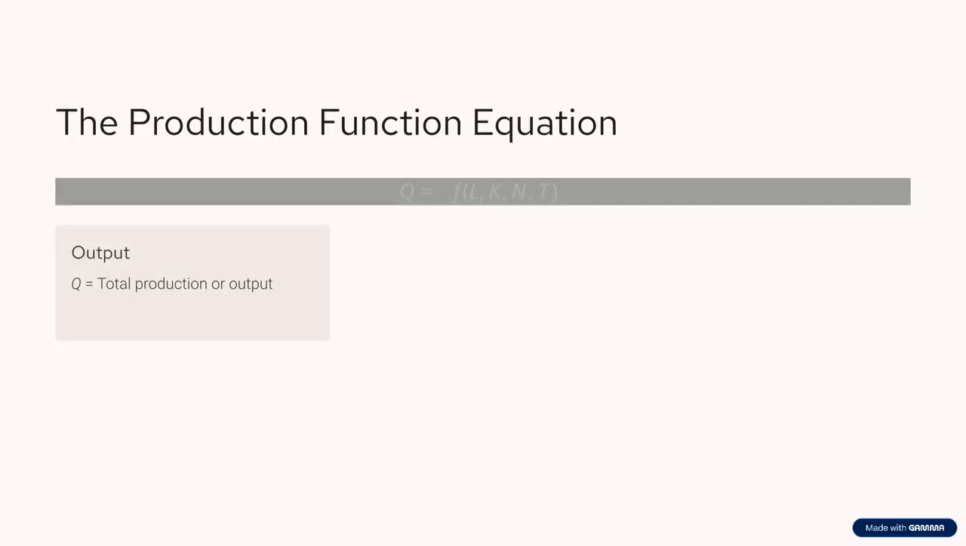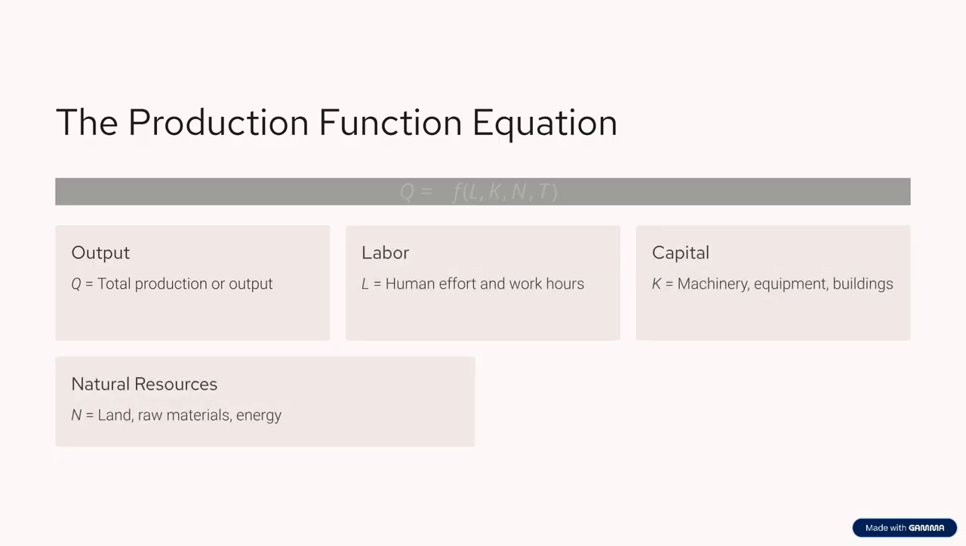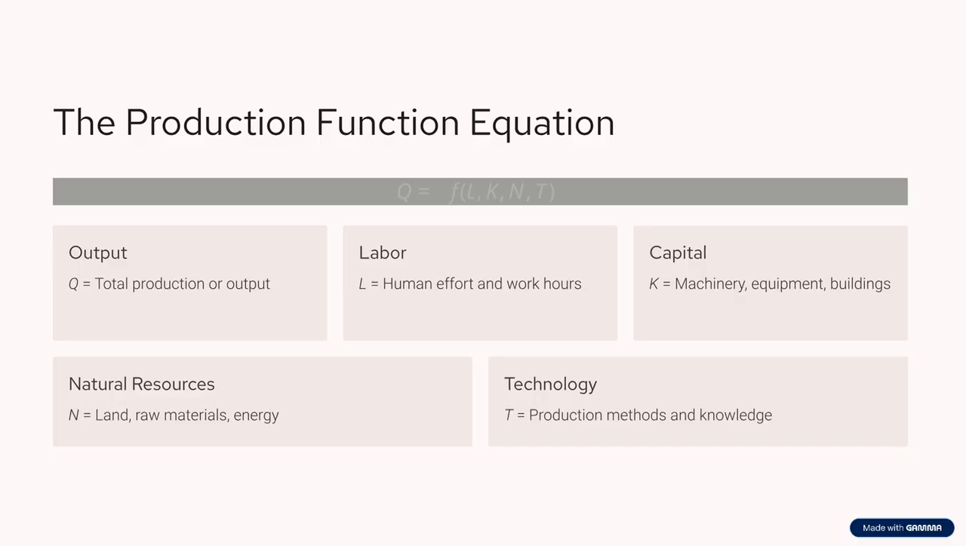The basic production function equation is Q equals F of L, K, N, T. Q represents total production, or output. The inputs, or factors, are L for labor, K for capital, N for natural resources, and T for technology.